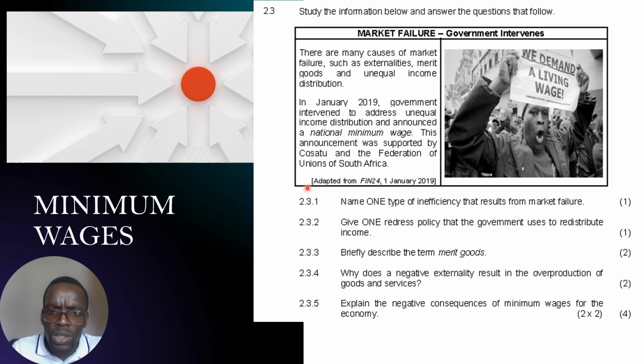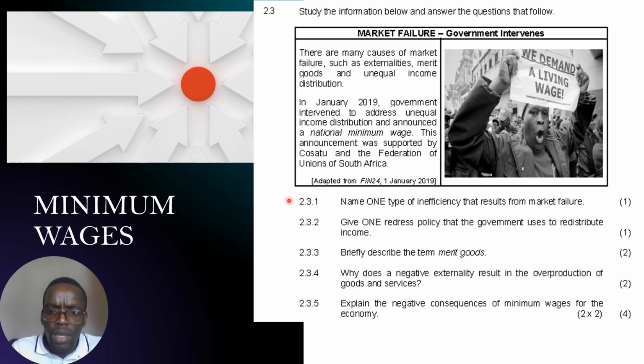There are many causes of market failure, such as externalities, merit goods, and unequal income distribution. In January 2019, the government intervened to address unequal income distribution and announced a national minimum wage. This announcement was supported by COSATU and Federation of the Unions of South Africa. And then that's just an extract. This one was adopted from the FIN 24 on the 1st of January 2019. That's when the article was published.